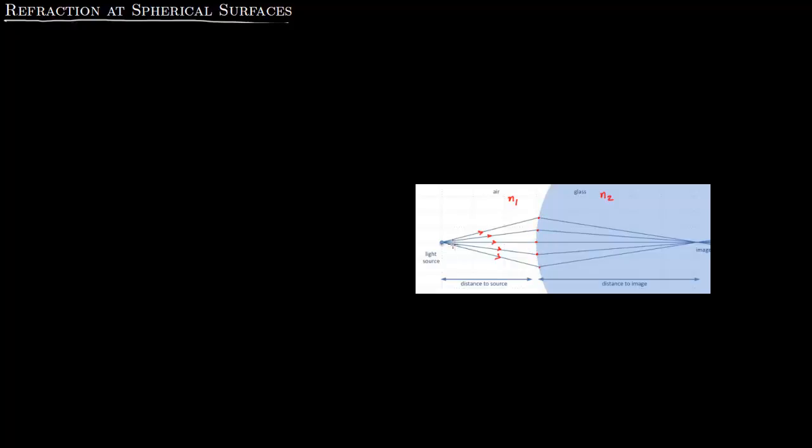The one which is traveling along the principal axis will not bend, but all other lights are bending. And then the image is formed right here behind the surface. So you have a light source here, and the image is formed here. For this lecture, we are going to use two important formulas.